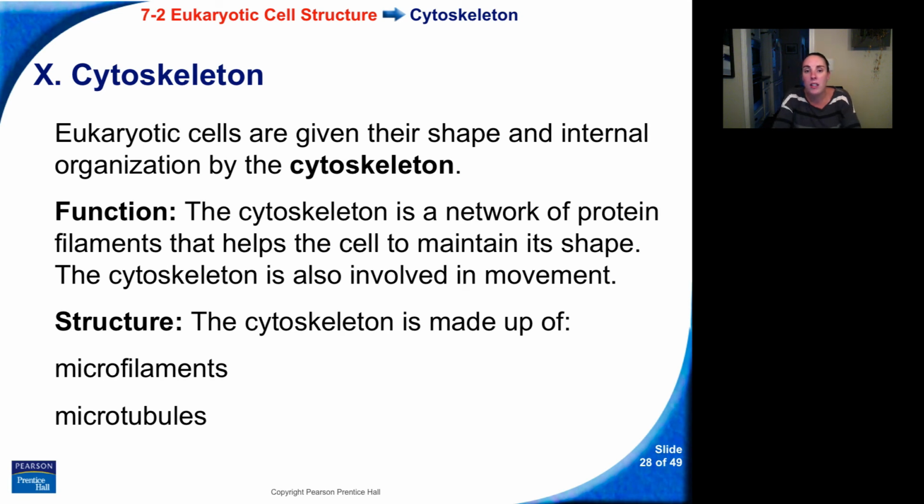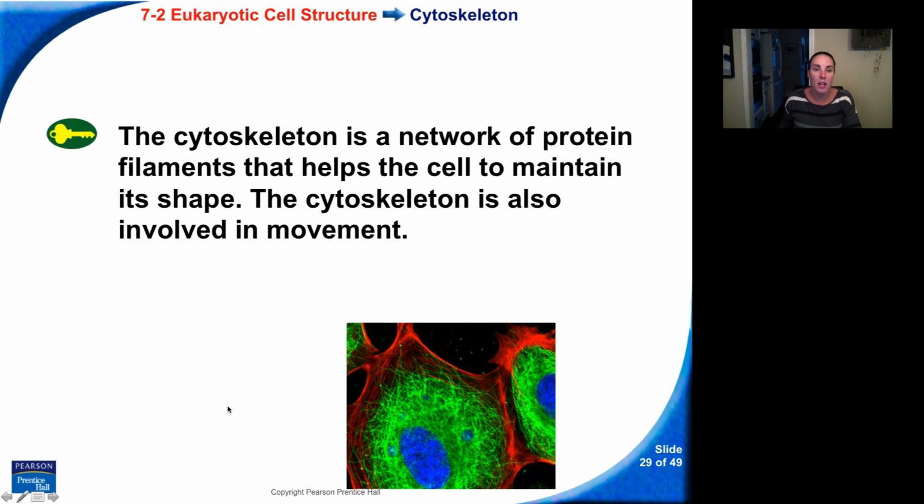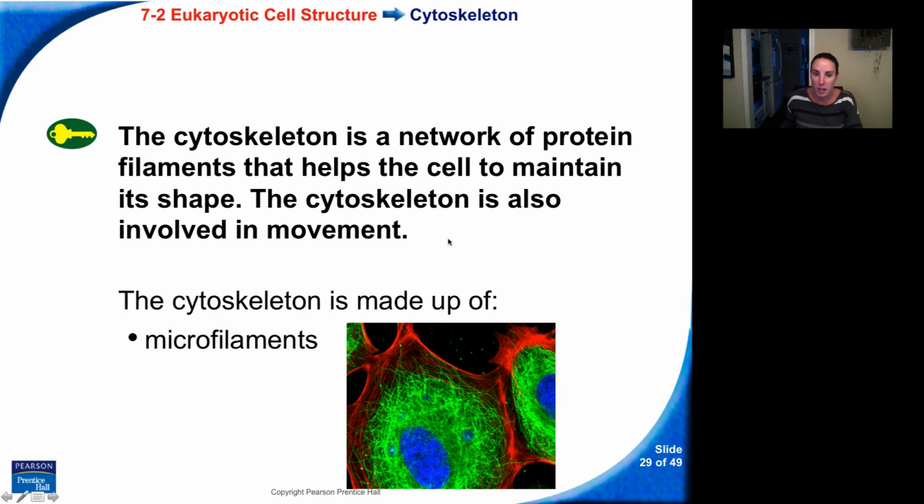Cytoskeleton. Eukaryotic cells are given their shape and internal organization by the cytoskeleton. Just like your skeleton, it basically helps the cell to maintain its shape, and it's also involved in movement. So that's what your skeleton does as well. But in this case, a cytoskeleton is a network of protein filaments that does this. It's made up of two main filaments, microfilaments and microtubules. So the cytoskeleton is a network of protein filaments that help to maintain its shape. It's also involved in movement.